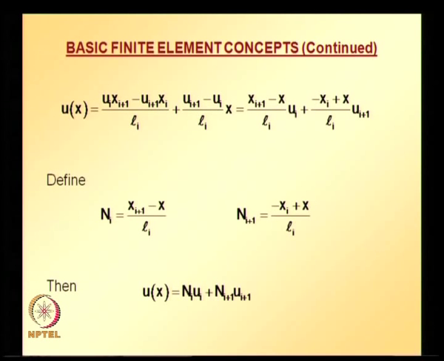So, the equation for u can be written in a compact manner like this. Once we define what N I and N I plus 1 are, u is equal to N I u I plus N I plus 1 u I plus 1. If you look at this equation carefully, earlier where a naught was there, in that position you now have u I, and where a 1 was there, at that position you have in this equation u I plus 1. And if you recall, the linear trial solution is u is equal to a naught plus a 1 x.